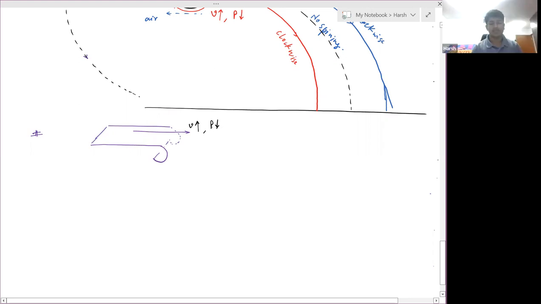Due to the decrease in pressure in the upper part, the lower pressure is higher as compared to the uppermost part. So this pressure difference will tend to uplift this paper in the upward direction. Okay, any doubt?